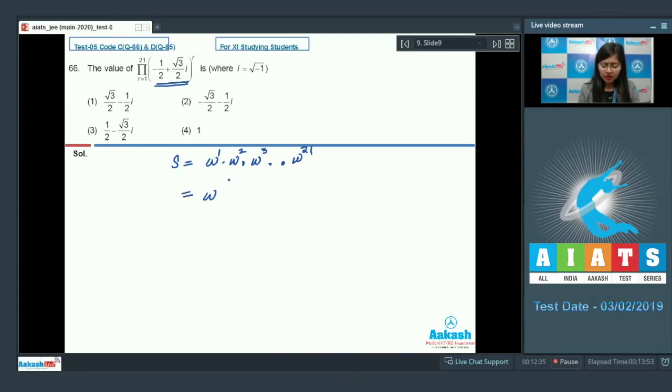So this can be written as omega raised to the power 1 plus 2 plus 3 plus up till 21. So this is an AP with common difference 1. So this can be written as omega raised to n by 2 into first term plus last term, that is 22. So this is equal to omega raised to the power 11 into 21, which is equal to omega cube raised to the power 77. Now we know that omega cube is equal to 1. So the value of this product is 1. So the correct answer will be option number 4.